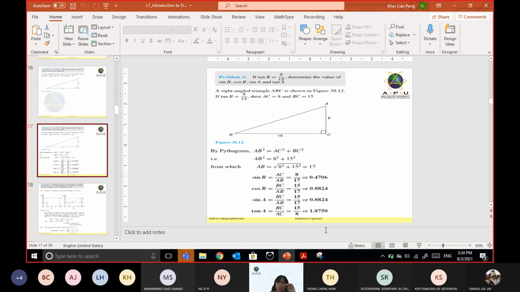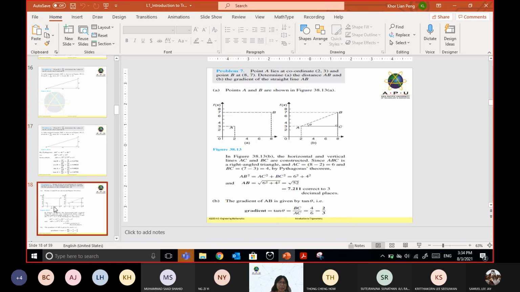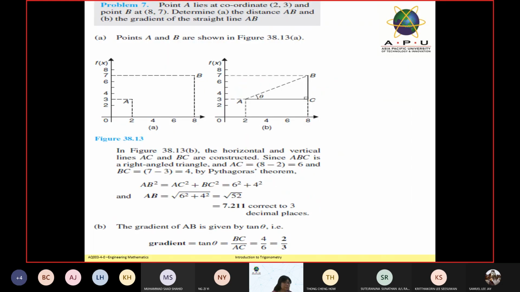Okay, then I will continue what we have gone through. Yesterday we stopped here, right? Yeah, we stopped here. Then we continue with this question. So this is another problem. And these problems, actually, we can also solve using the theorem of Pythagoras and the ratio of trigonometry.